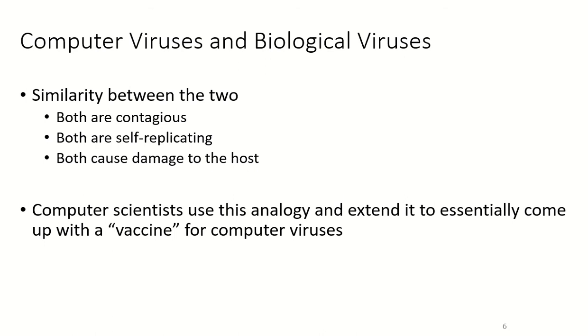Both are self-replicating. They can exist in one person or on one computer and then replicate themselves so that they now exist also in a new person or on a new computer. And then both of them are damaging to the host. Computer viruses can destroy a computer. Biological viruses can make people very ill. So computer scientists use this analogy to try to see if they can come up with what you could call, quote unquote, a vaccine for computer viruses, or something that we now know as a firewall or a virus scanner, any of these kinds of things.